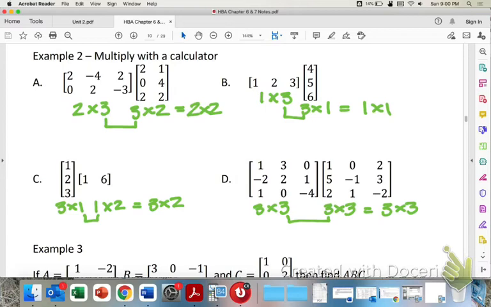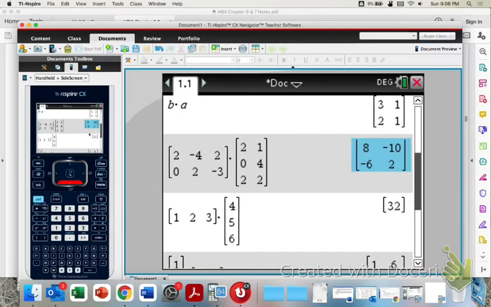So what I'd like you to do is hit pause for a minute, take a minute, and type each of these into your calculator. Okay, so once you're done typing in all 4 of those, you can check your answers along with me.